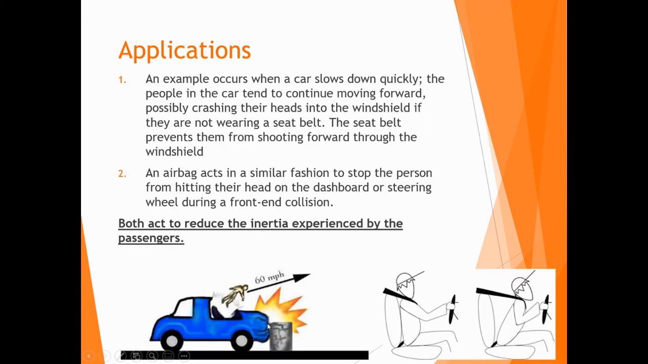So a couple of examples for applications. So the first one is when a car slows down really quickly, the people in the car tend to continue moving forward. And if you were not restrained at all and you were just sitting in the car, you possibly would crash through the windshield and fly out of the car because you were moving with the car, it tried to stop, but since you weren't attached to the car, you are going to keep moving forward. When you have a seatbelt on, you actually are kind of like stuck or adhered to the car, and it prevents you from flying forward and going out the windshield.